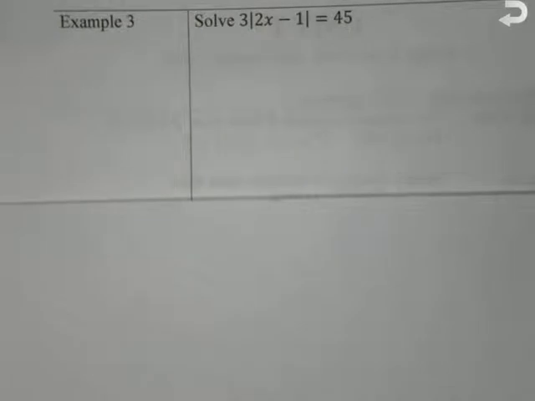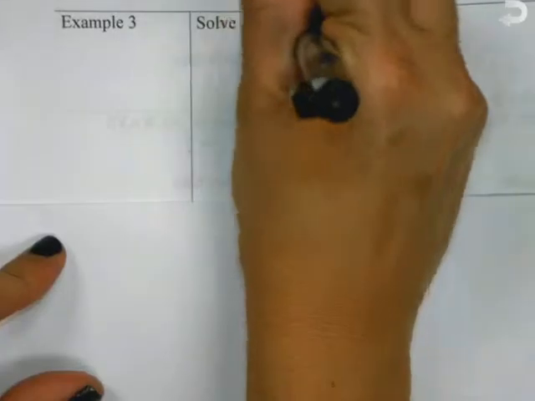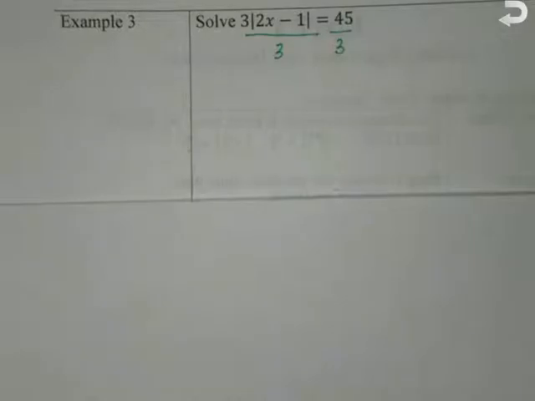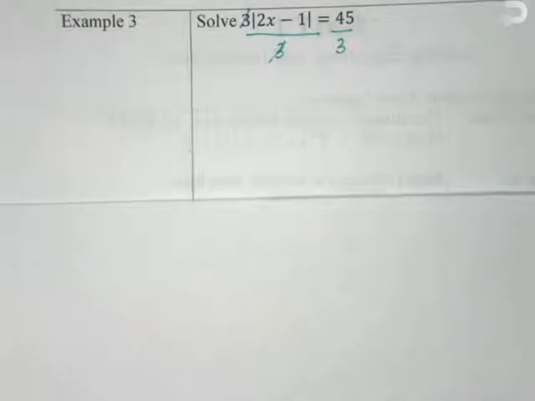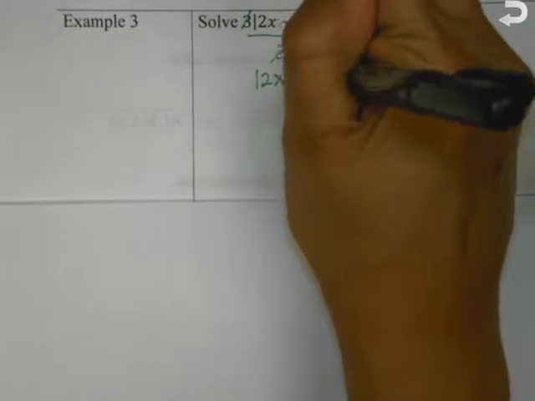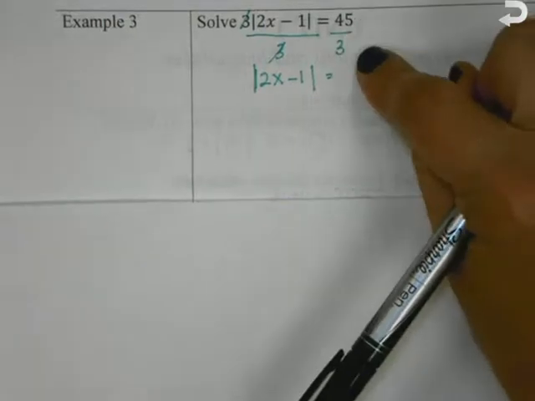Exactly. We have 3 attached to the absolute value, so we want to get rid of that, so we're going to divide both sides by 3. Remember, we cannot distribute here, so just divide. 3 divided by 3 is 1. So I get absolute value of 2x minus 1 equals, what's 45 divided by 3? 15. Good, 15. Okay, so I have absolute value of 2x minus 1 equals 15. What would I do next?